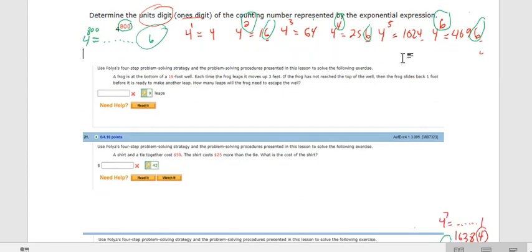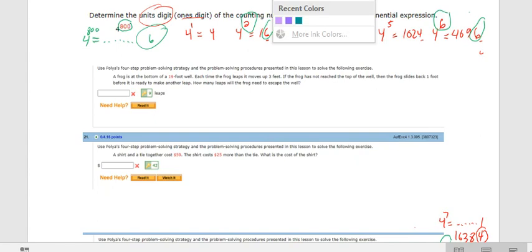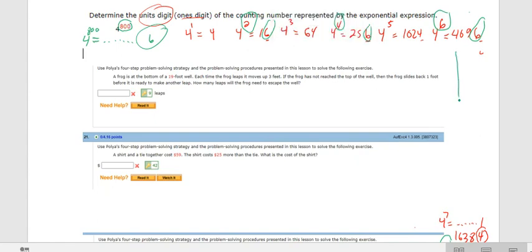Okay, the next problem is a word problem. So it says a frog is at the bottom of a 19-foot well. Each time the frog leaps, it moves up 3 feet. If the frog has not reached the top, then the frog slides back 1 foot before it's ready to make another leap. How many leaps will the frog need to escape the well? So here for this problem, you can draw.